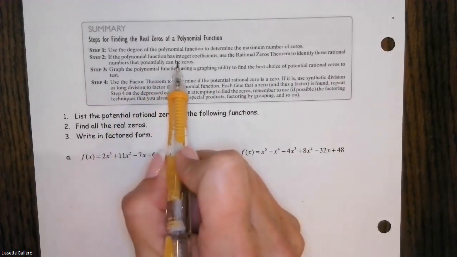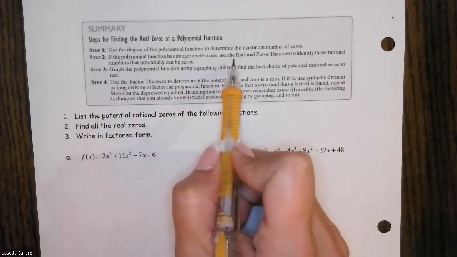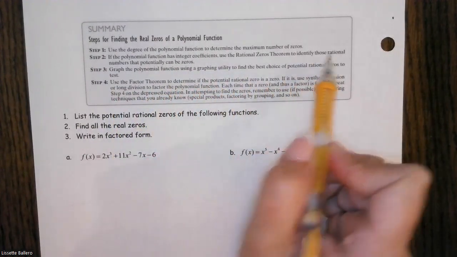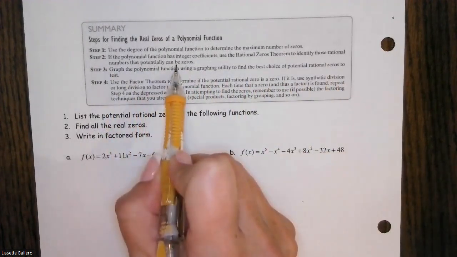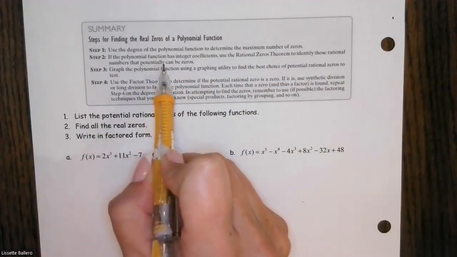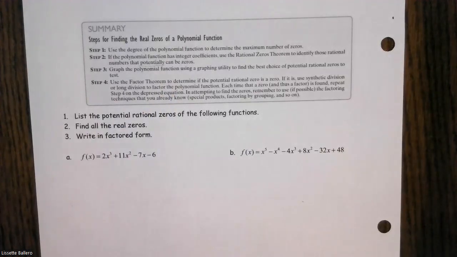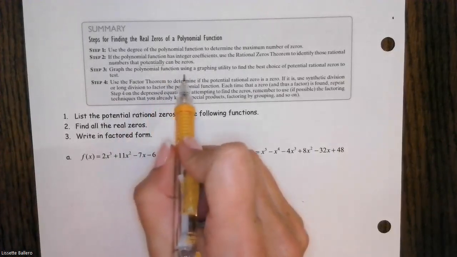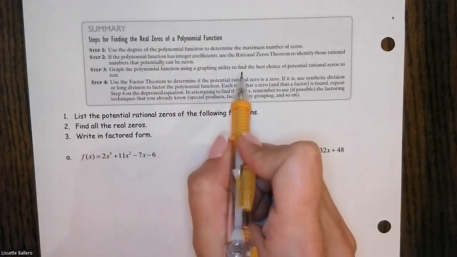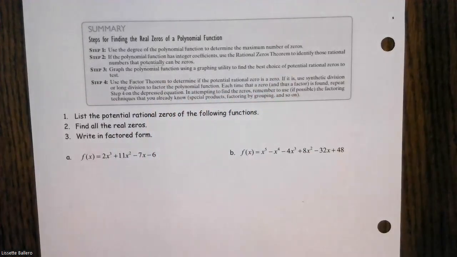Then it says, if the polynomial function has integer coefficients, use the rational zeros theorem to identify those rational numbers that potentially can be zeros. Again, potentially, that doesn't mean they're all zeros. Those could be the potential zeros. Step 3, graph the polynomial function using a graphing utility to find the best choice of potential rational zeros to test. And then we use the factor theorem to determine if the potential zeros are zeros.